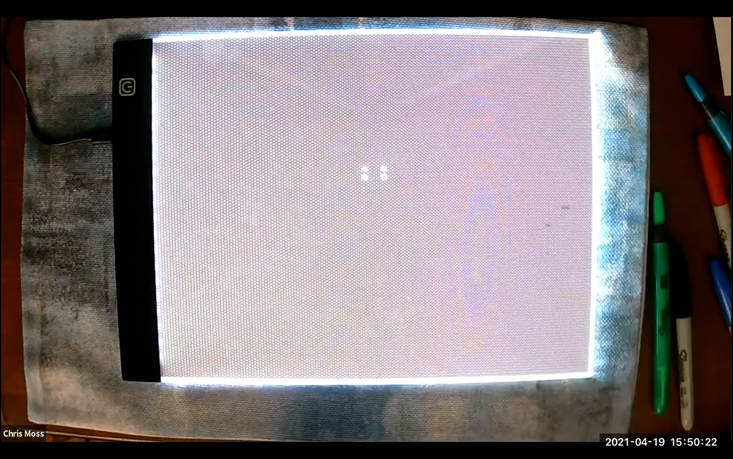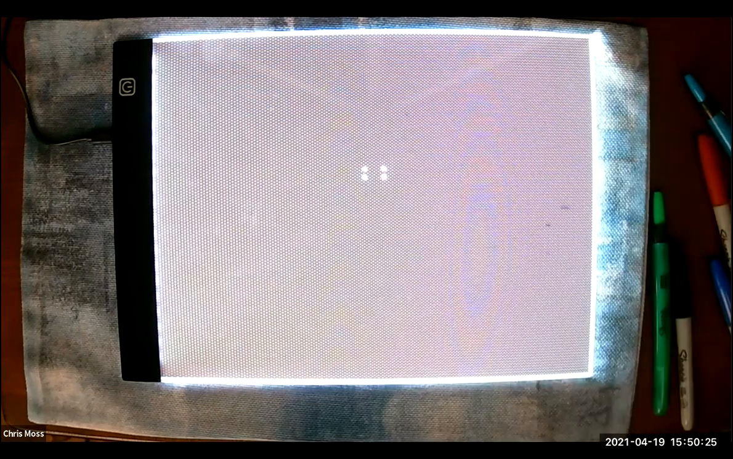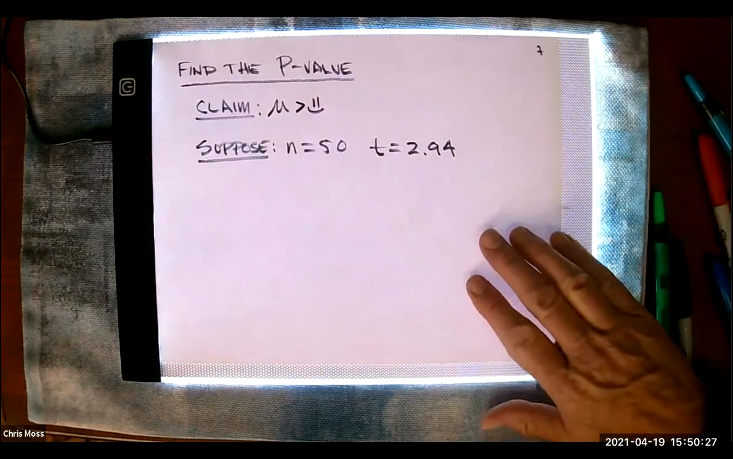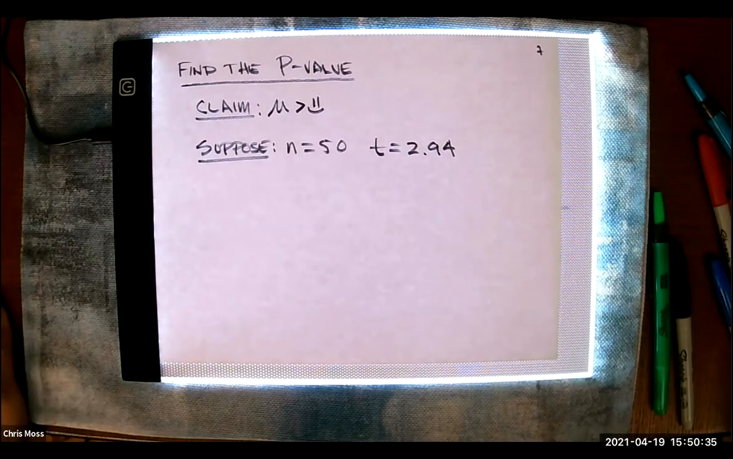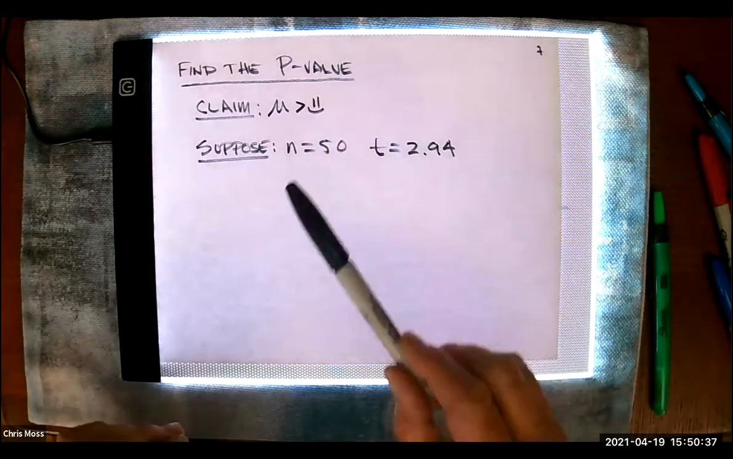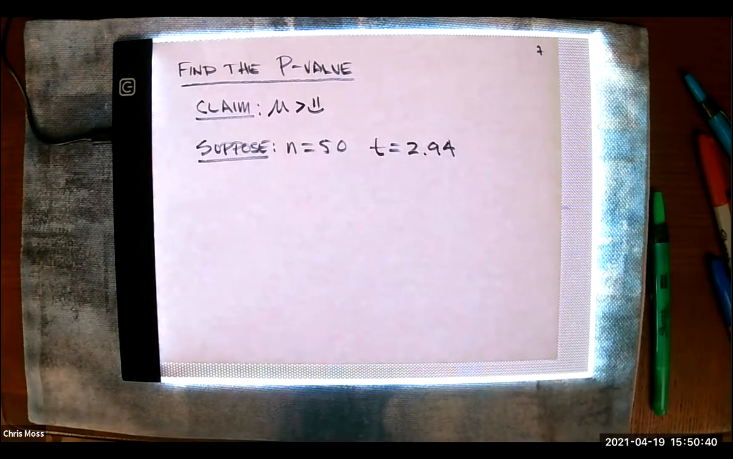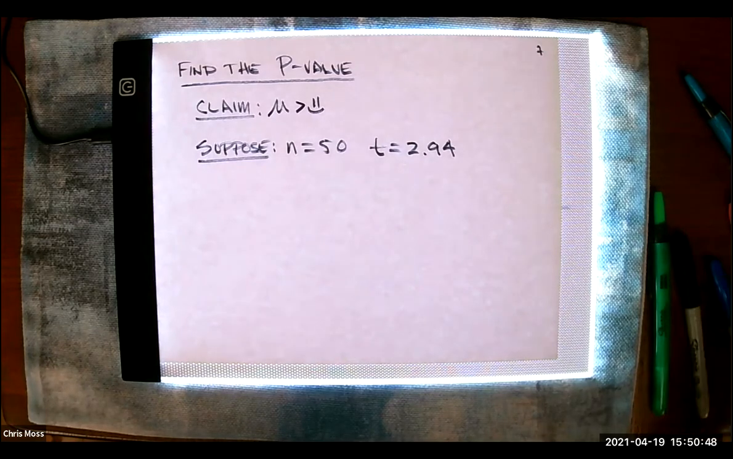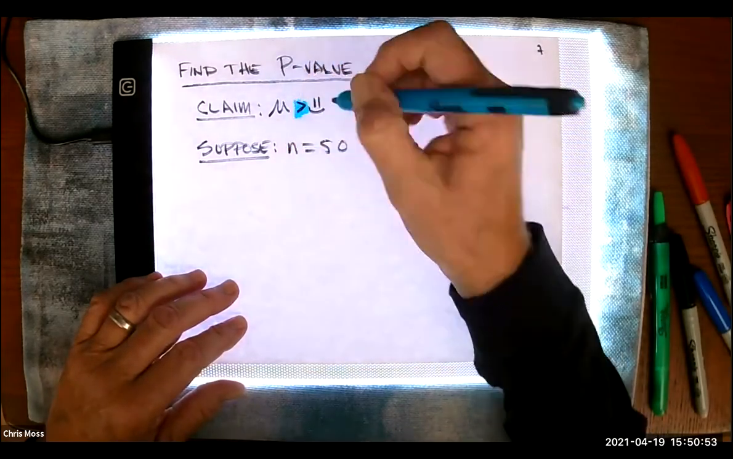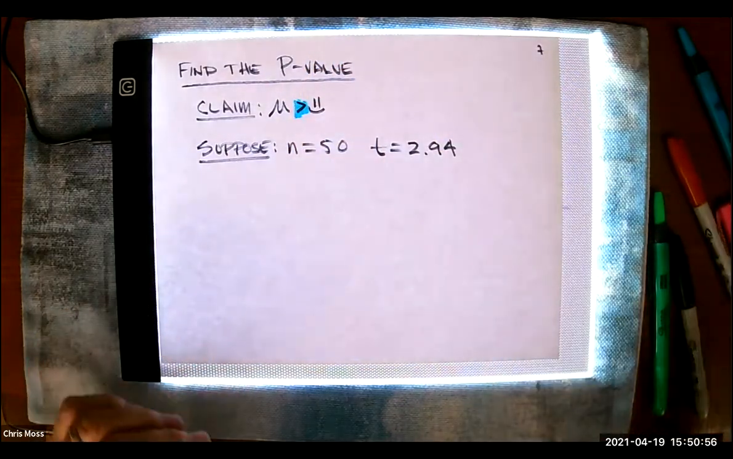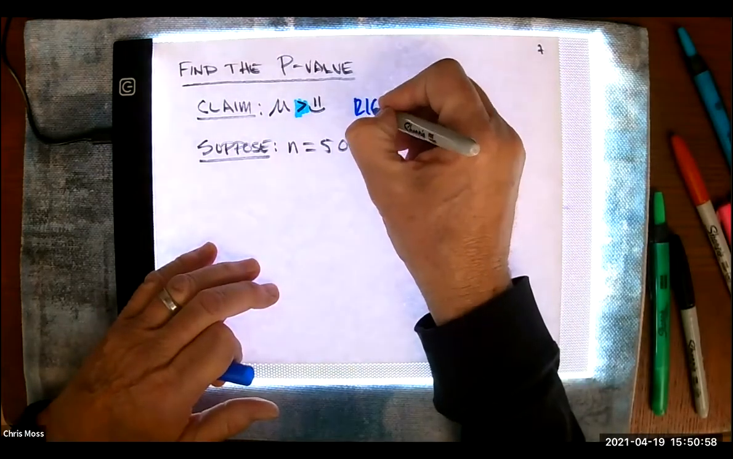Now I'm going to finish up this discussion with an example of finding a p-value from a given test statistic. We need a claim to find a p-value, and we need a test statistic. Actually, all we need is the type of test: left, right, or two-tailed. When I take a look at this, I see mu greater than in this particular claim, and that tells me I have a right tail test.